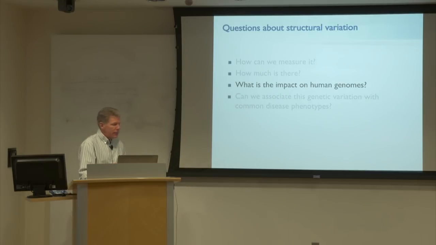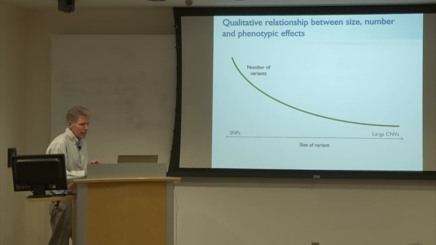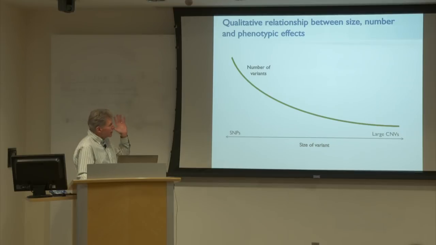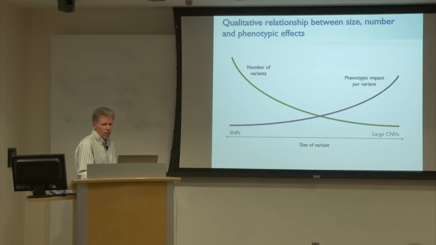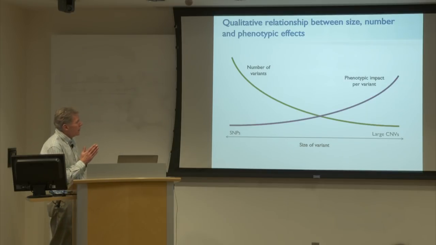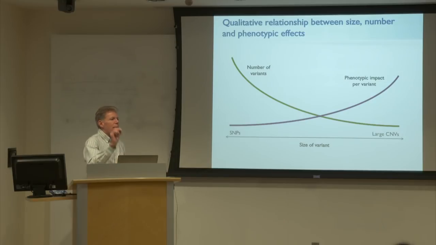So what's the impact of this variation on human genomes, in particular on our genes and our genetics? Well, I've told you that there's this trend for less frequent, less large variation than small variation. But there's also this other trend that the phenotypic impact per variant by different measures is higher per variant for large variants compared to small ones.